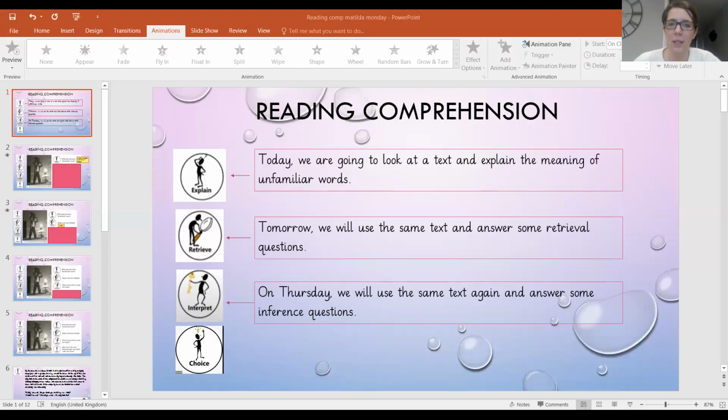So in today's reading session, we're going to be looking at a new text, and we're going to be looking at some different meanings of unfamiliar words. So we're going to be using our explain skill. Tomorrow we are going to be using the same text, so we'll read the text again, and we're going to be using our retrieval skills, and we're going to be answering some questions. And then on Thursday, we're going to be using the same text again, and we'll be using our inference skills to answer some inference questions.